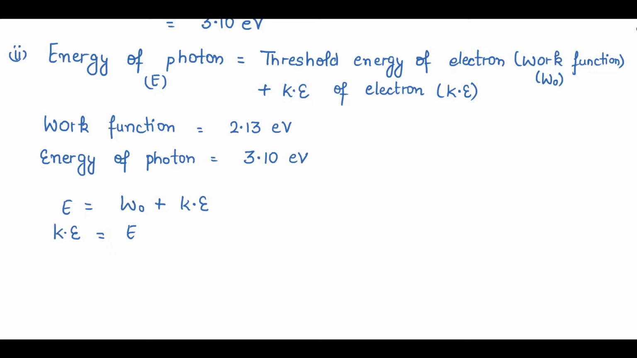So this W naught is positive on this side, right? So when I take this value to the other side of the equals sign, it will change its sign, so it will be minus W naught. So kinetic energy equals the energy of the photon, which is 3.10 electron volt, minus W naught, that is 2.13 electron volt. When you subtract 2.13 electron volt from 3.10 electron volt, your final answer will be 0.97 electron volt. That means this much kinetic energy will be acquired by the photoelectron.